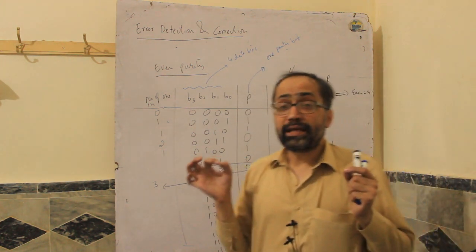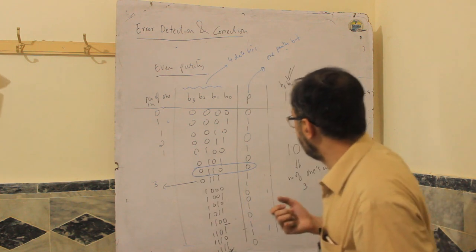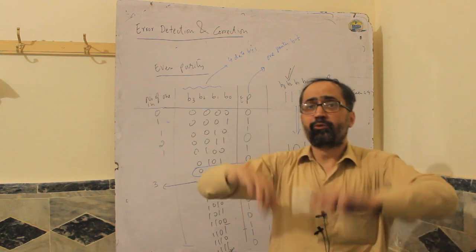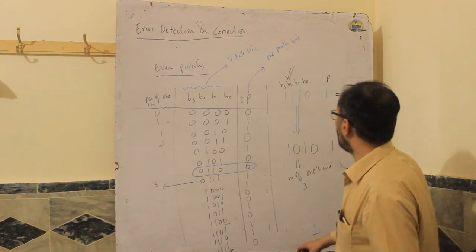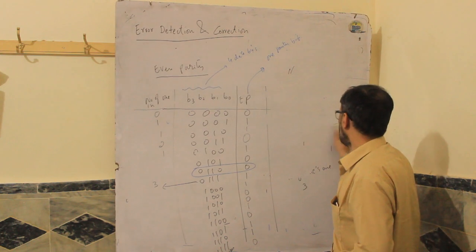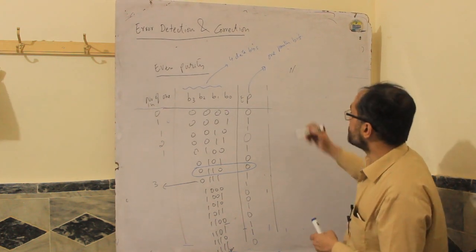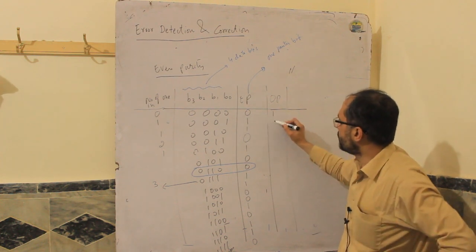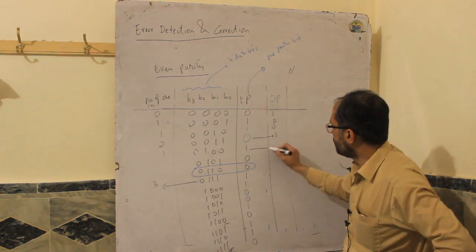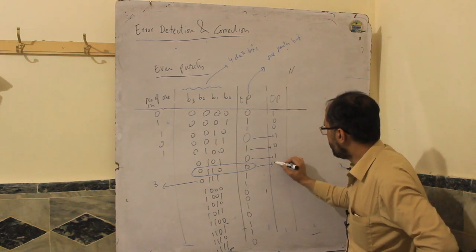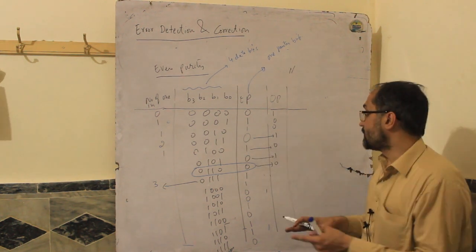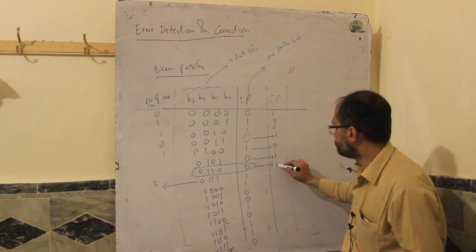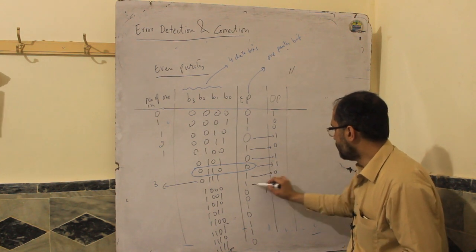So there is even parity and odd parity. Now this is an even parity, and in odd parity it will be vice versa. In odd parity we want to make the number of ones odd. So odd parity is the inverse of even parity. So in odd parity it will be 1, 0, 0, 1, 0, 1, 0.